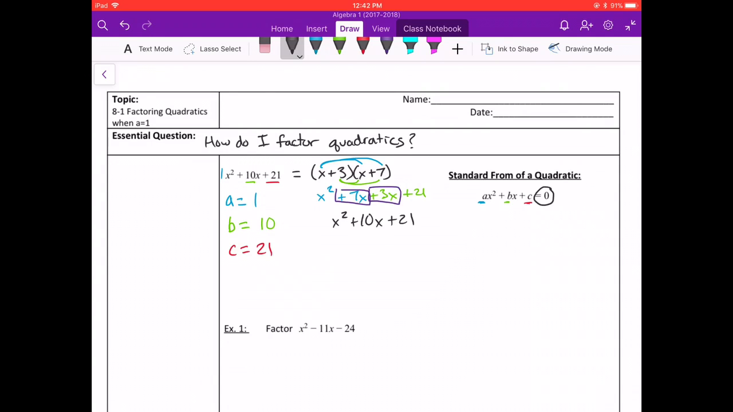Isn't that the exact same? So notice how these two factors, this x plus 3 and an x plus 7, two linear equations, multiplying them actually gives you a quadratic. Okay? And let's look at that here.